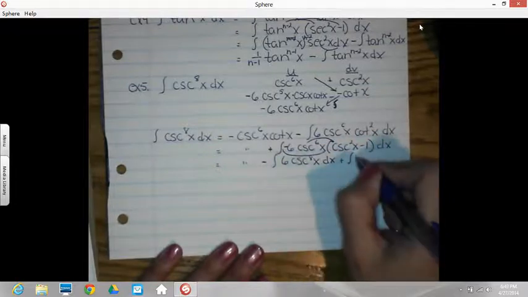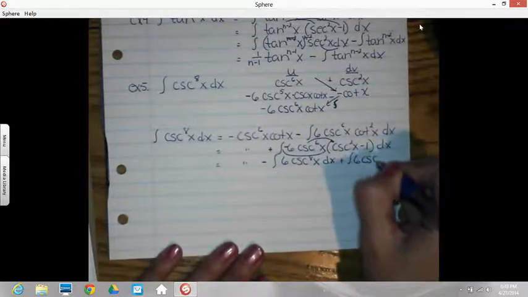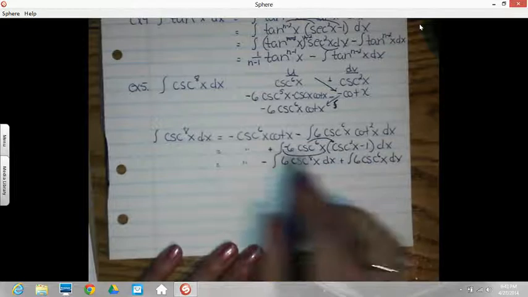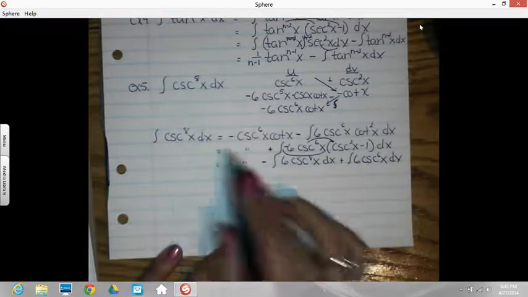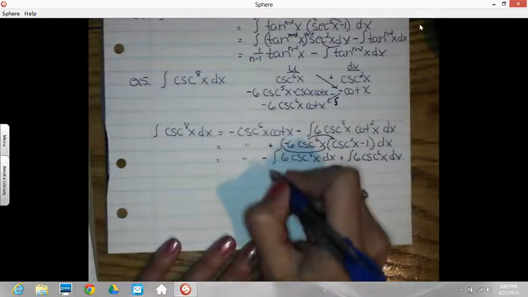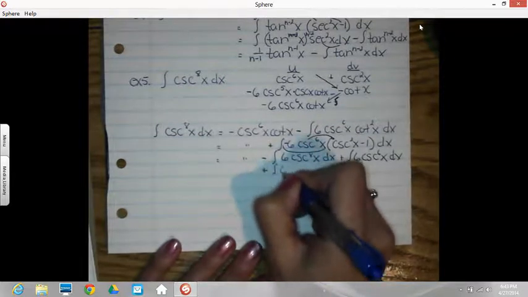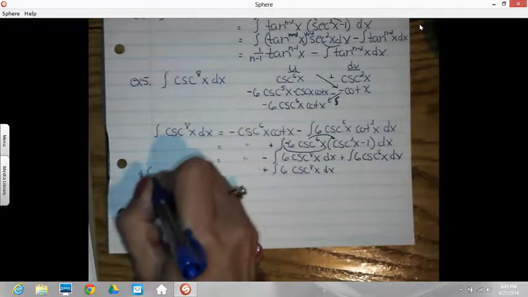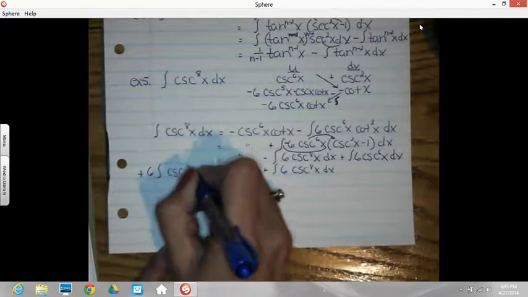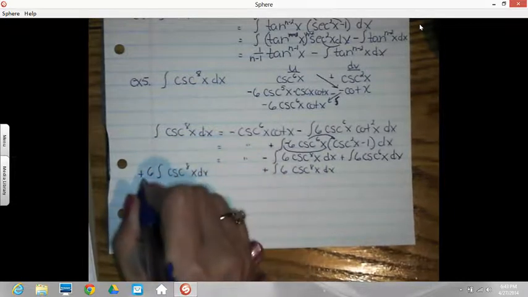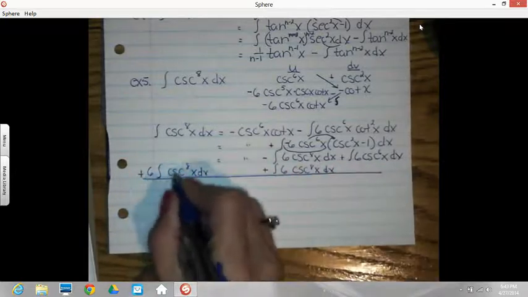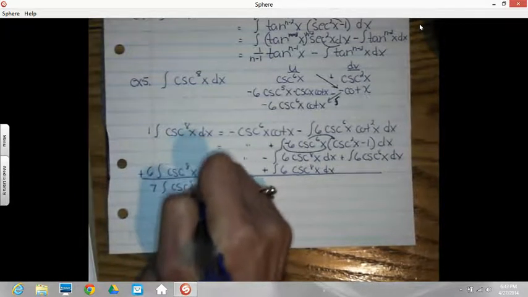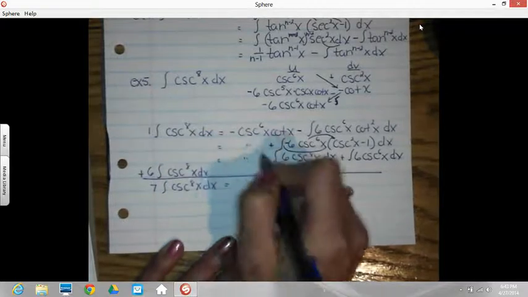6 cosecant to the 6th. Okay, this is perfect because it's only a reduced power of cosecant, which is what I want. This matches my original, so I can add it back to the other side. So I will be adding 6 times the integral of cosecant to the 8th x dx to both sides. So 6 of these integrals plus the one that I started with gives me 7 times the integral of cosecant to the 8th x dx.